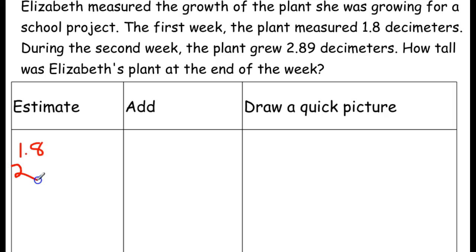So first of all, I'm going to take my numbers. I'm going to estimate really quick. Make sure you line up the decimal points. 1.8 rounds up to 2. Because remember, we're rounding to whole numbers. 2.89 rounds to 3. So 2 plus 3, put my plus sign. 2 plus 3 is 5. So I know it's going to be around 5.